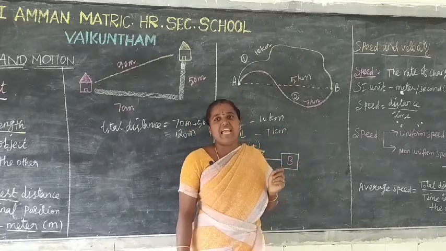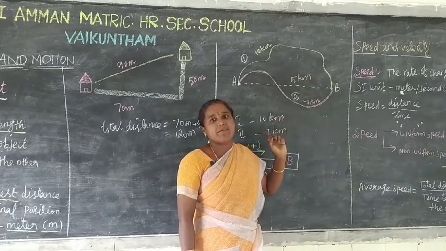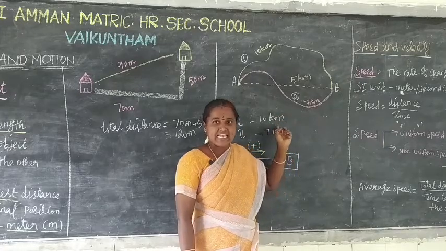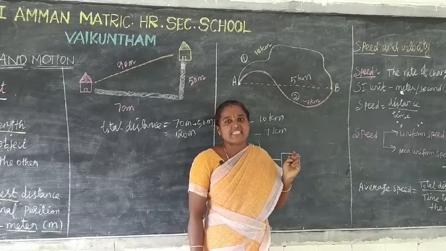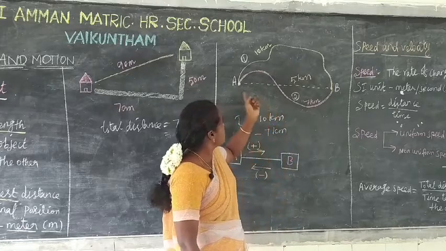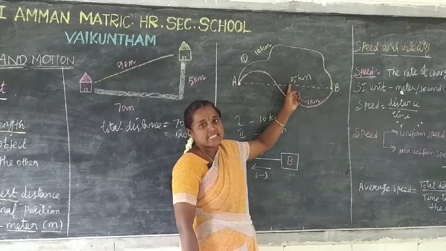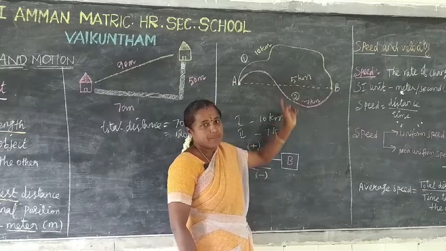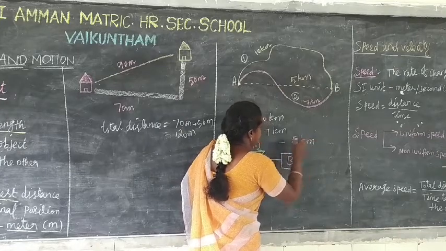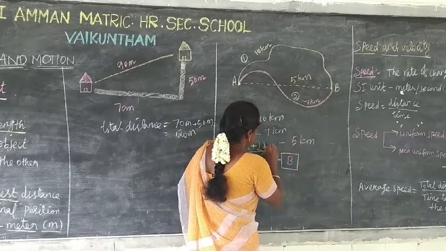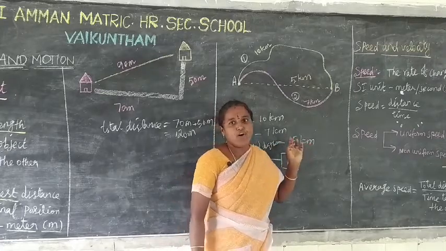The distance between A and B through the first path is 10 kilometers. In the second path, the distance is 7 kilometers. The shortest distance between the two places is 5 kilometers. Which one is the shortest distance? Displacement is equal to 5 kilometers.